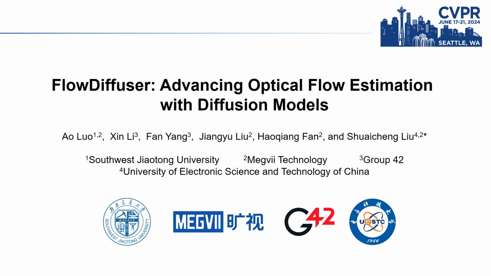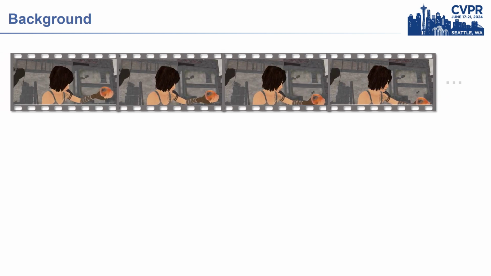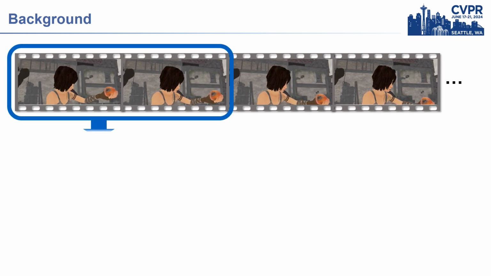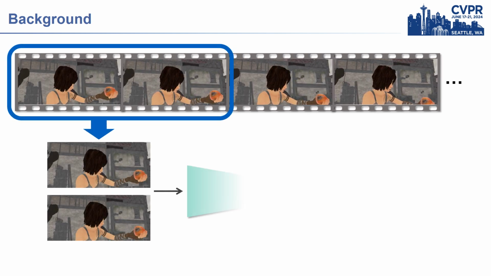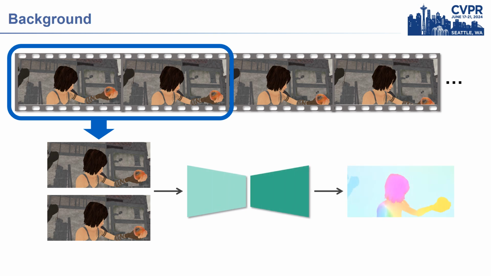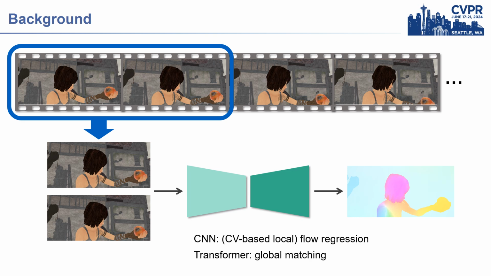In this paper, we introduce a new optical flow approach termed FlowDiffuser. Optical flow is a fundamental task for video understanding and analysis, which aims to estimate the pixel-wise motion field between two video frames. In the deep learning era, optical flow methods are typically formulated as discriminative models like CNN-based regression or transformer-based feature matching.